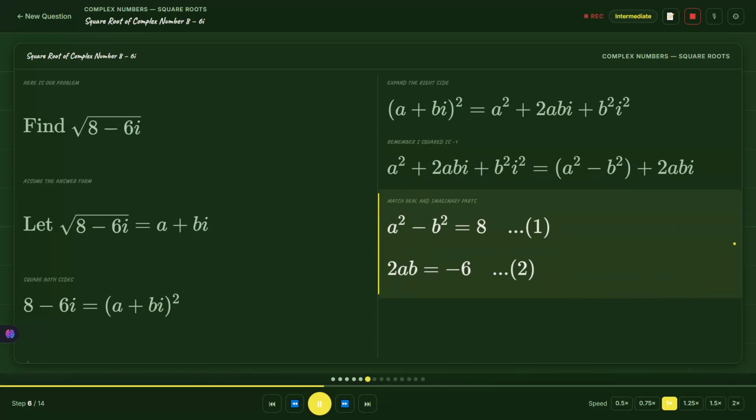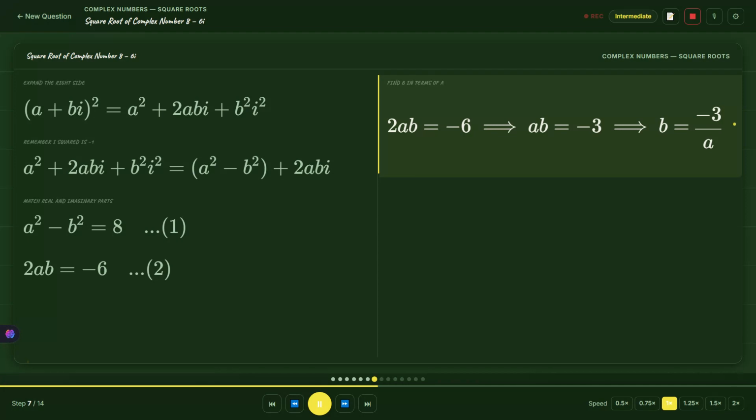Now we look at both sides. The real part on the left is 8, so a squared minus b squared must equal 8. The imaginary part on the left is minus 6, so 2ab must equal minus 6. Two equations, two unknowns.